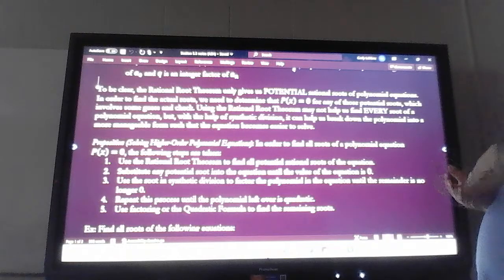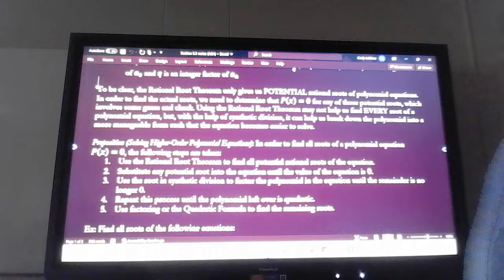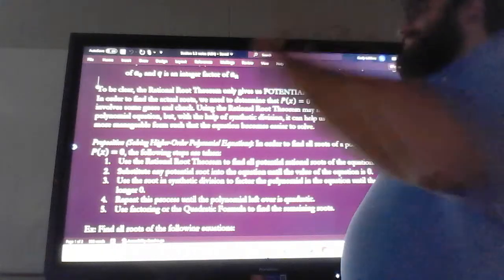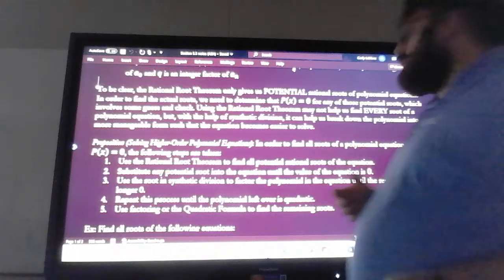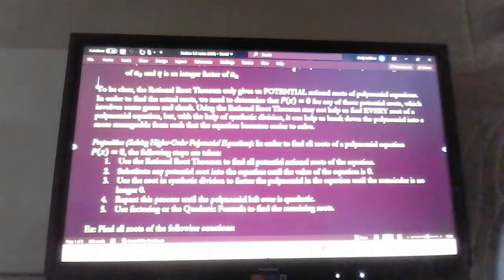And of course, using the rational root theorem may not help us find every root of a polynomial equation, because remember, we've encountered situations where we've had non-real complex solutions along with real solutions. But if we use synthetic division in the right way, it actually can help us break down the polynomial into a much more manageable form so that the equation becomes easier to solve. And in this process, we'll go ahead and explain all of that.